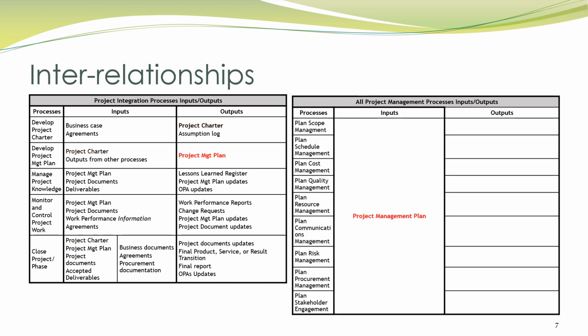Now let's look at the project management plan. This is an output of the develop project management plan process. And of course, it's an input into all the other planning processes. So what does this mean? It means that once you do your plan scope management process and you have your scope management plan, that is also going to be an input into the plan schedule management process, because it is part of the project management plan when it is finished.